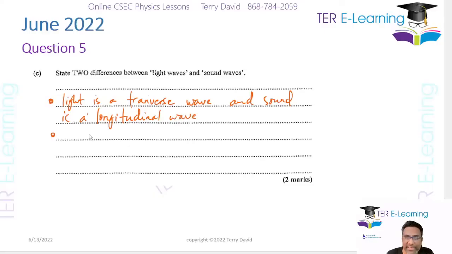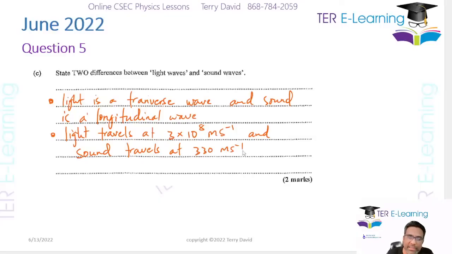The next difference is that light travels at, now you don't need to quote the exact figure. All you can say is light travels faster than the speed of sound. So if you don't remember the exact figures, that's okay. Sound travels at 330 meters per second.